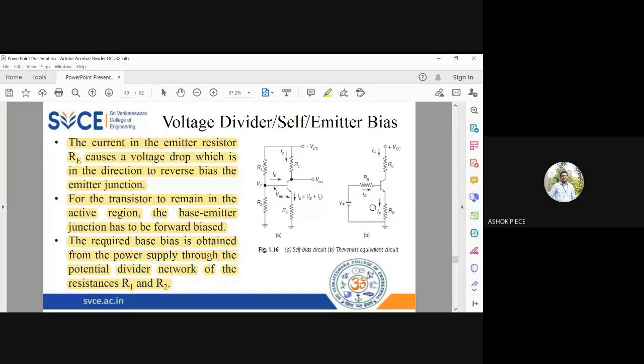Adding this emitter resistance is going to reverse bias your base emitter junction, but I am overcoming that reverse bias in the base emitter junction by the potential divider VCC, R1 and R2. So this voltage across R2 will ensure that the base emitter junction is always forward biased. That's how you ensure the transistor is always on and the Q point is exactly fixed in the center of your DC load line.